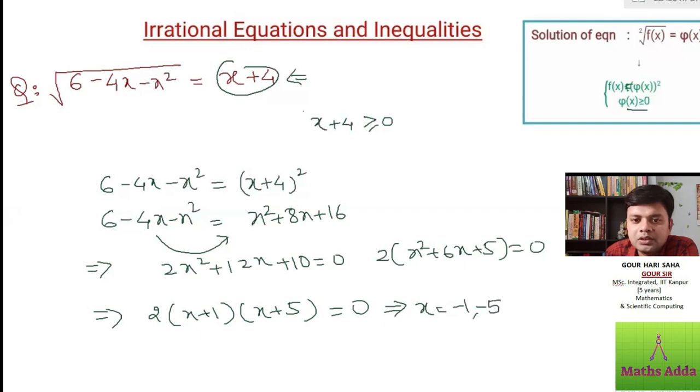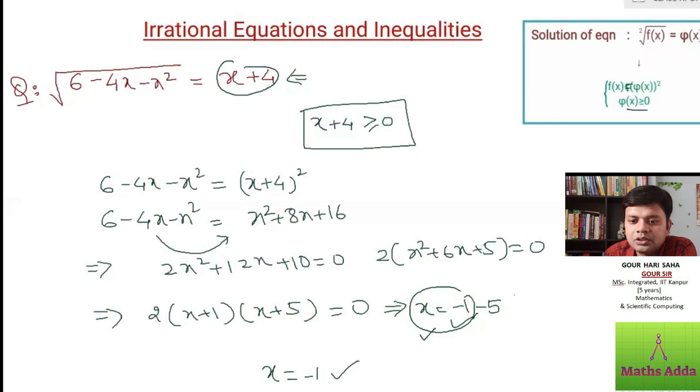Now what is the first condition? x plus 4 should be greater than or equal to 0. x equal to minus 1: minus 1 plus 4 is 3. Yes, it satisfies, so x equal to minus 1 is an answer. Now check minus 5, put minus 5 here. Minus 5 plus 4 is minus 1; is it greater than or equal to 0? No, so minus 5 is not an answer. This is how we will be solving it.